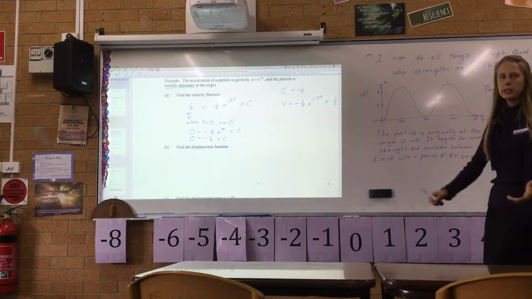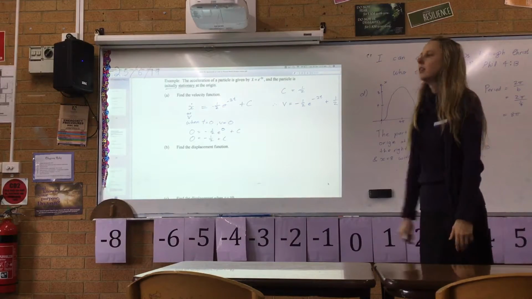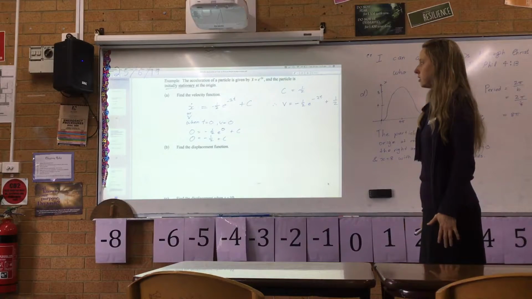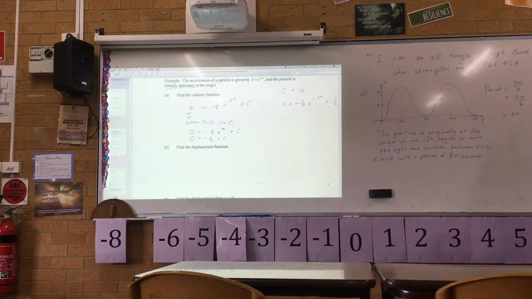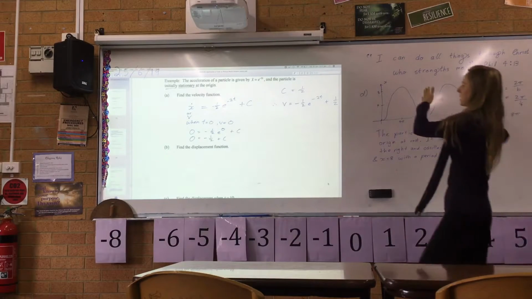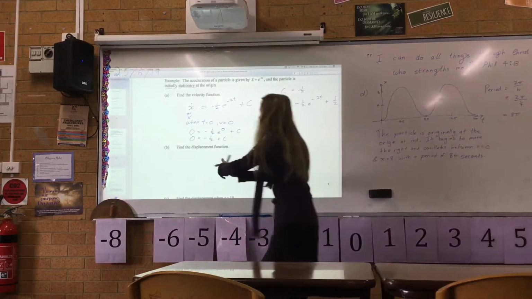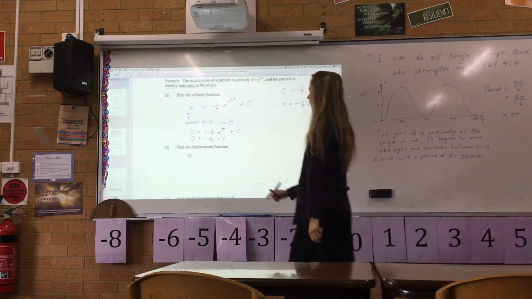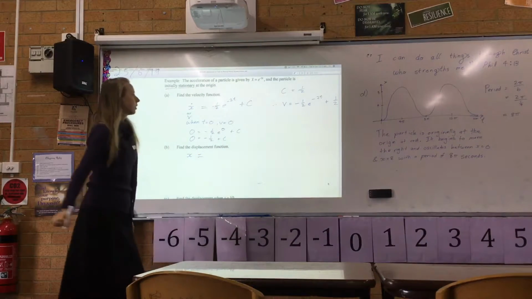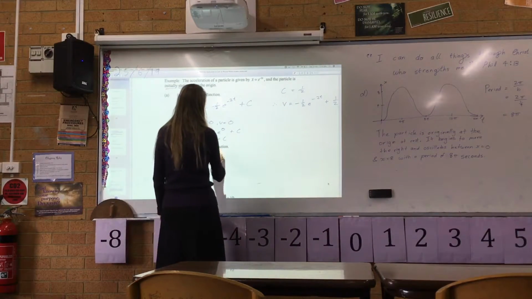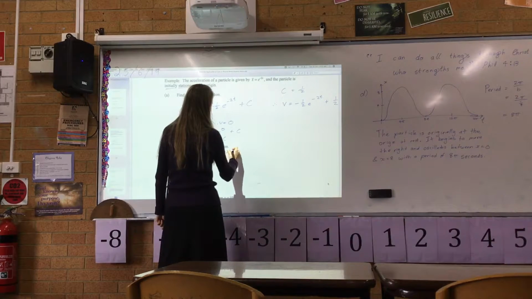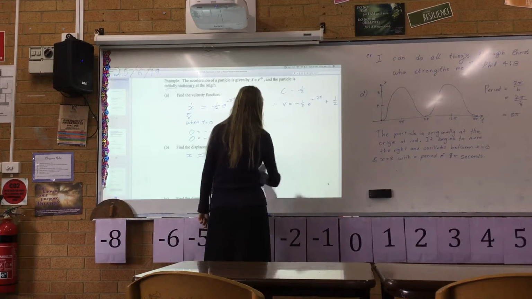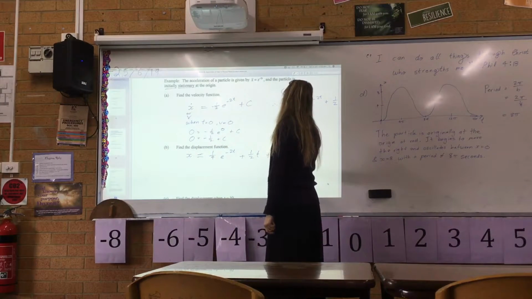Now it says find the displacement function. What do I need to do again? I started at acceleration. I've now integrated back to velocity. I need to integrate again now to find displacement, which is x. And that x is now going to be a quarter e to the minus 2t plus half t plus, I'm going to use a different constant.